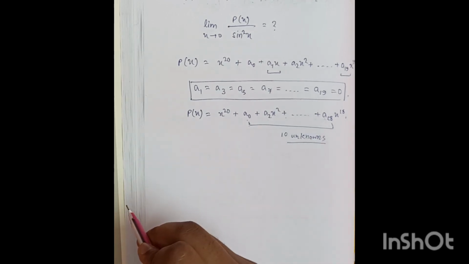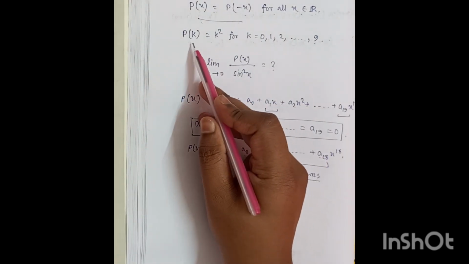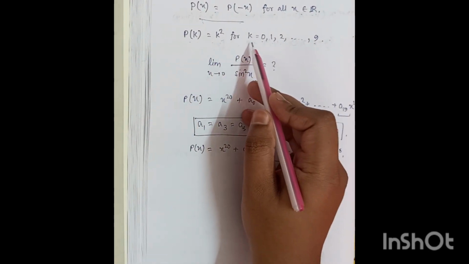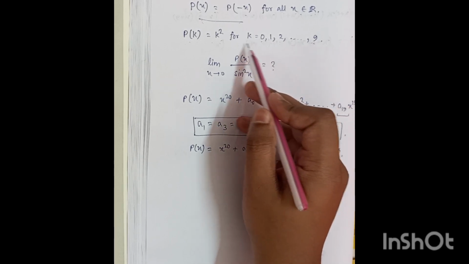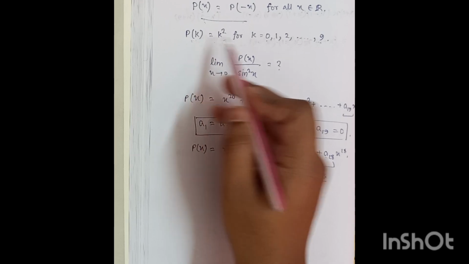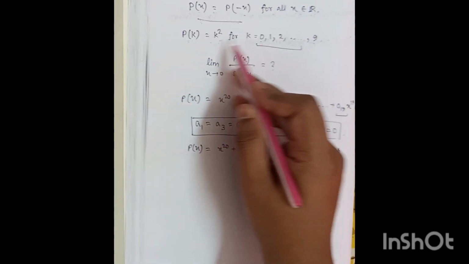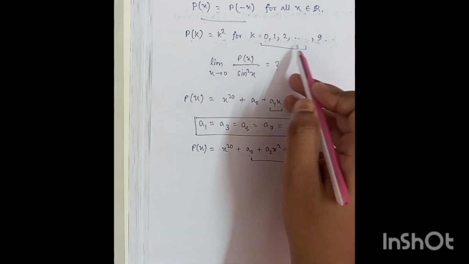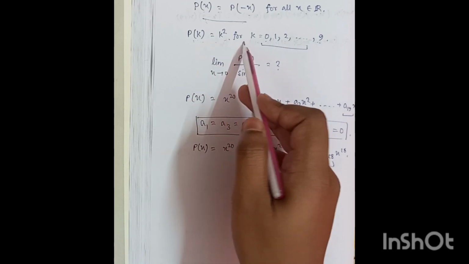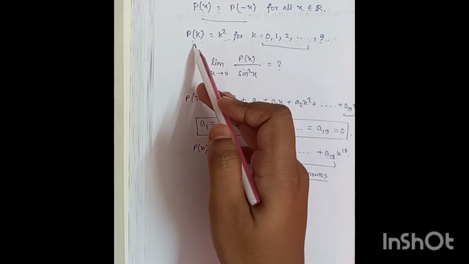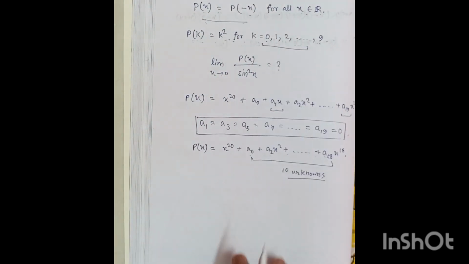to be solved here, and we are given this information: P(k) equal to k square for k equal to 0, 1, 2, 3 and so on up to 9. So we are given the value of P(x) for x equal to these values. So in total we will get 10 equations from this information. Now if we try to form all the equations and then solve them simultaneously, it will be quite a laborious task. So we apply a different method here.